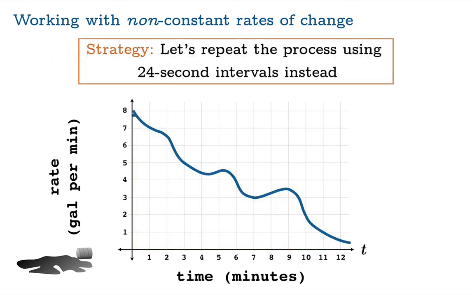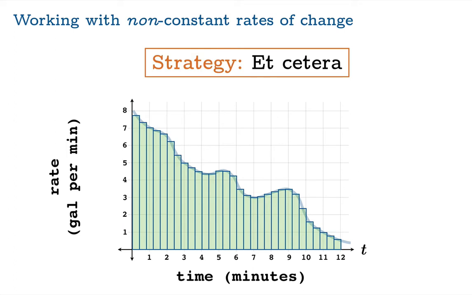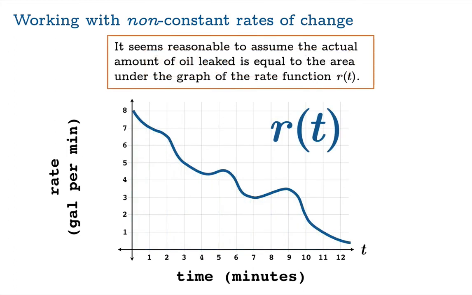Now we could use 24-second intervals, and you get a graph that would look something like this, and you can see that you've got a whole bunch of rectangles whose total area is starting to look more and more like the area under the curve. We could keep going with this, and it seems reasonable to assume that the actual amount of oil leaked is equal to the area under the graph of the rate function. So if we could come up with this area right here, let's suppose it was about 48.36, that would be the very best approximation to the amount of oil that leaked out. And so that is our motivation for thinking about area as net change.